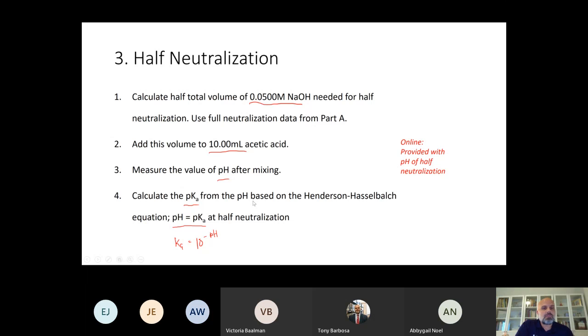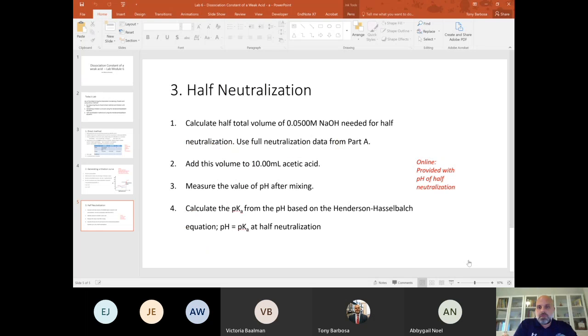Yes, all this data is on Canvas. So if you actually look at Canvas, let's see. Pause this recording.